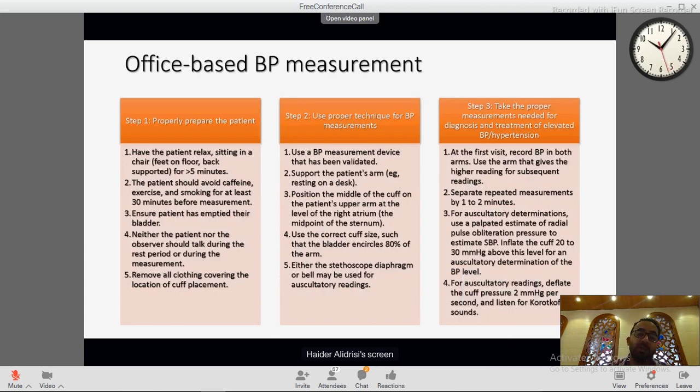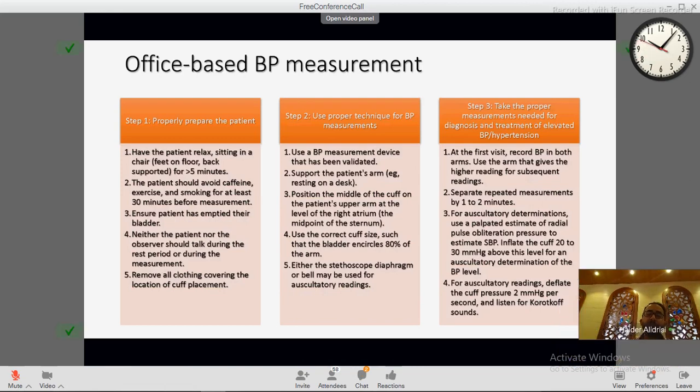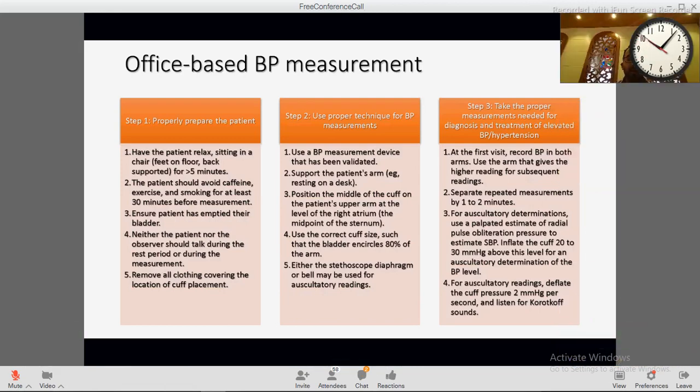blood pressure measurement. Support the patient's arm by resting it. So in this position, the arm should be placed like this, or on the arm of the chair, supported, not lagging like this, because this will also result in a false reading of blood pressure. Position the middle of the cuff on the patient's upper arm.